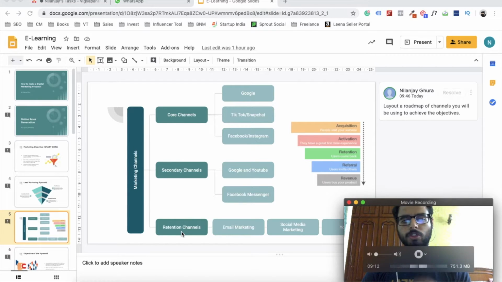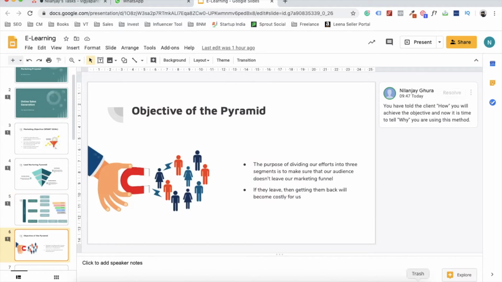The purpose is to make sure that I'm going to have the target audience tuned into the funnel and don't let any funnel leakages happen, right? Now let's move to the next slide, where I'm going to tell why I'm going to use this thing. It is also important to tell, you have told the client how I'm going to achieve the objectives, but the client will have in mind why you are using this particular roadmap. So let's go to the next slide and see what is going to happen.